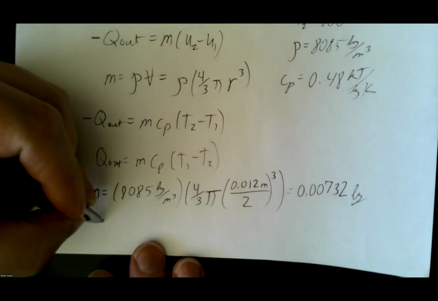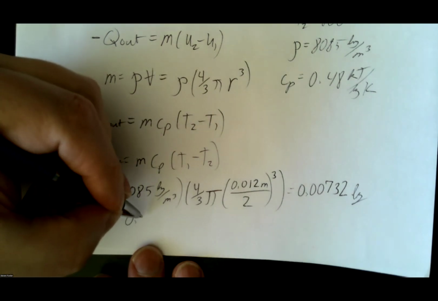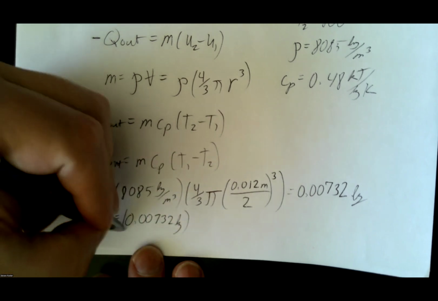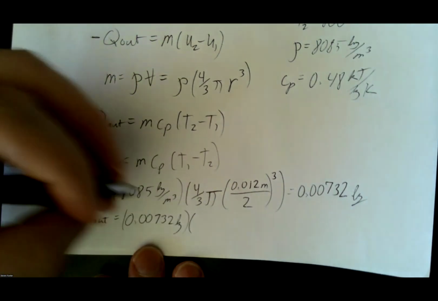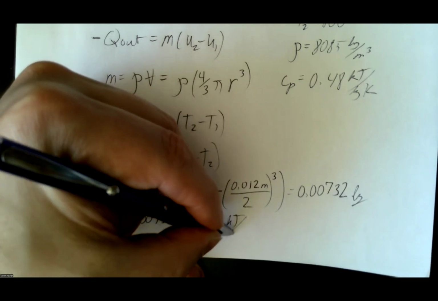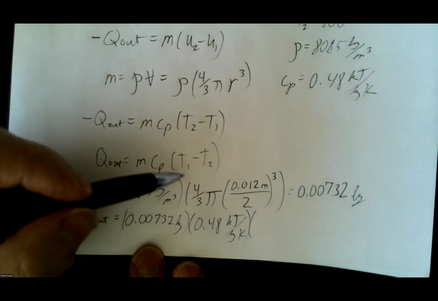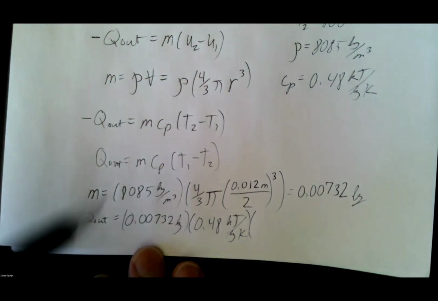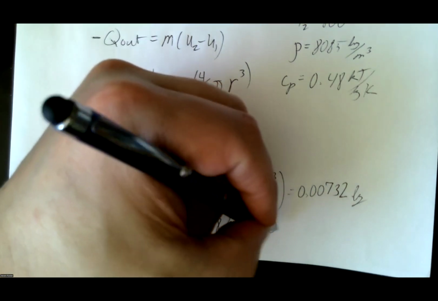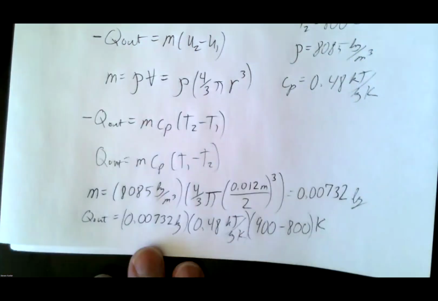Okay, now on to Q out. Q out is going to equal this mass, which we now know, 0.00732 kilograms, times the specific heat, 0.48 kilojoules per kilogram Kelvin, times then our change in temperature, which, again, I've thrown a negative sign in here, so now it's going to be 900 minus 800. A change in Celsius is a change in Kelvin.